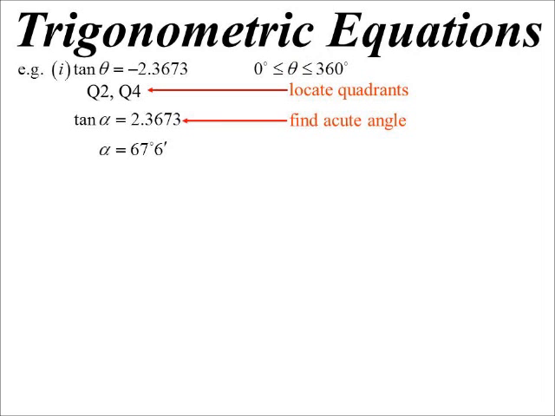Now we're just going to solve it like it's a normal right angle triangle question. So we find the acute angle. We don't worry about the negative sign. Notice I changed the pronumeral because it's not actually theta that I'm finding at the moment. I'm just finding the acute angle. And that would be 67 degrees 6. So that would be the answer if we were in the first quadrant. But we're not. We're in the second and the fourth quadrant.